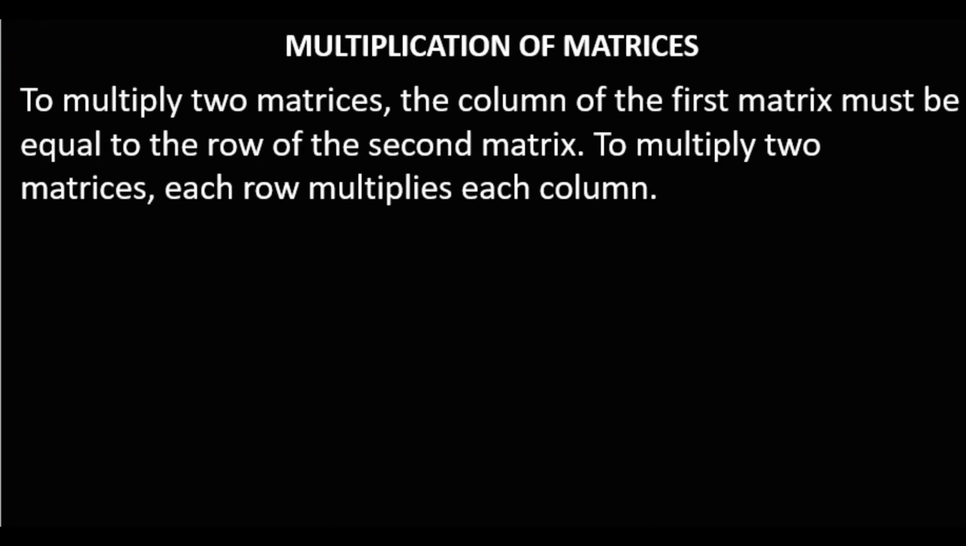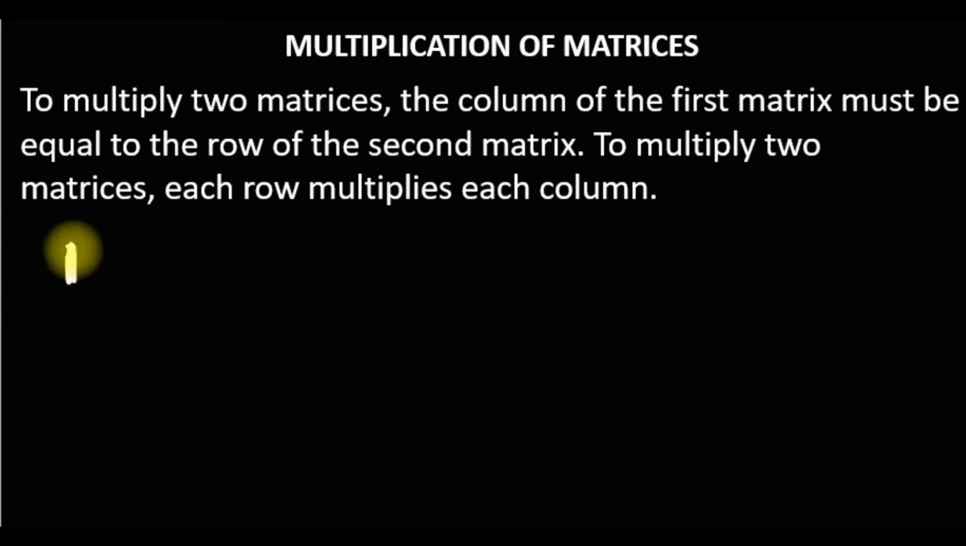Multiplication of matrices. To multiply two matrices, that's if it's possible, because not all multiplication is possible. So if you are to multiply, you have to check whether the column of the first matrix is equal to the row of the second matrix. That's the statement. The column of the first matrix must be equal to the row of the second matrix. And while multiplying, you multiply row by column. I will explain.